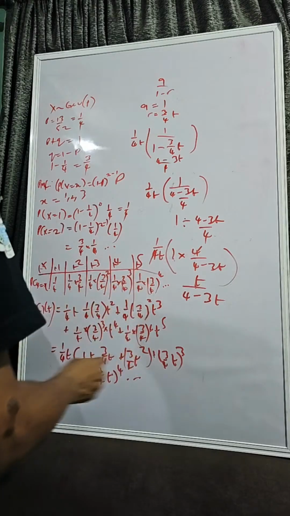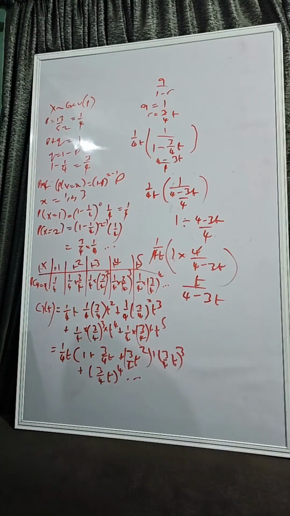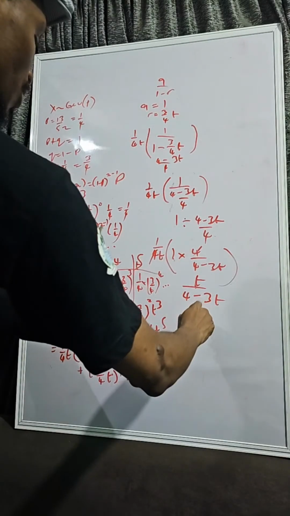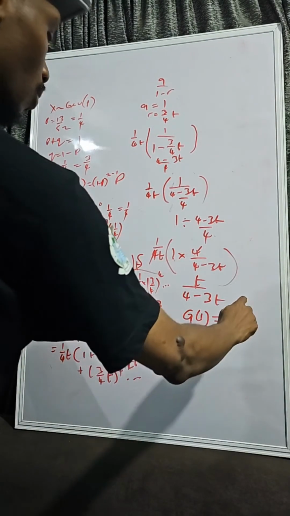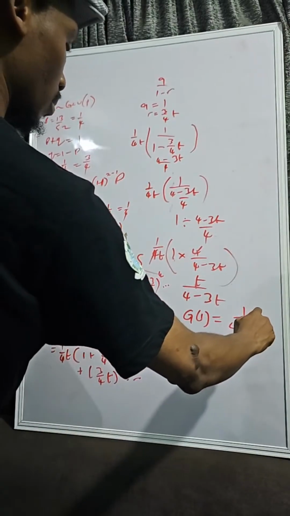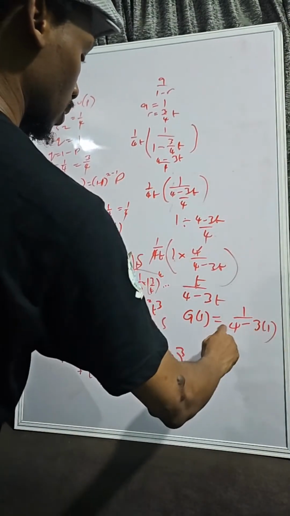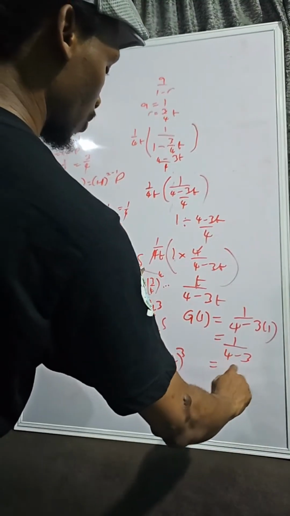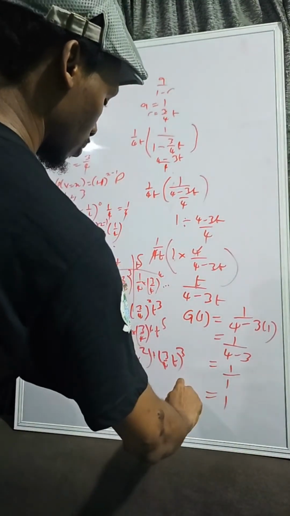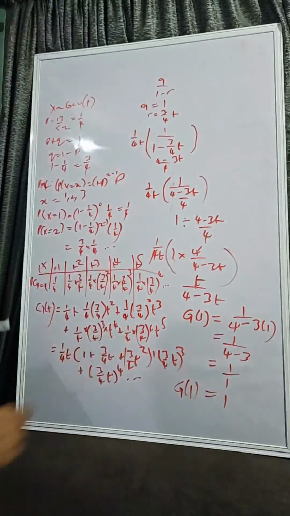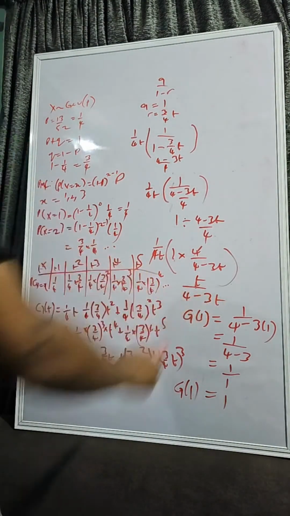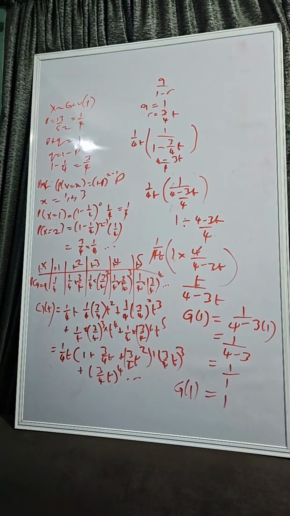So let's now do our test to confirm that this is correct. G of 1 will give you what? 1 over 4 minus 3 times 1. So this will give you what? 1 over 4 minus 3, which gives you 1 over 1, which is equal to 1. So that means this answer is correct. Any question?